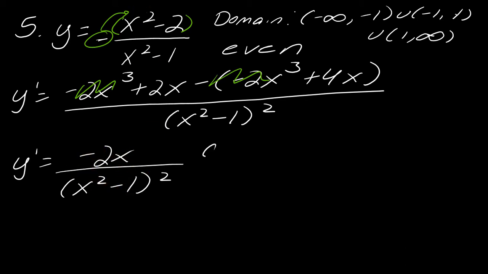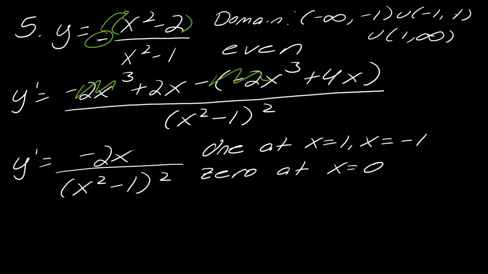So this does not exist at x equals 1 and x equals negative 1. No surprise there. The original function didn't work either. And then this is 0 at x equals 0. So that's where the denominator would equal 0.